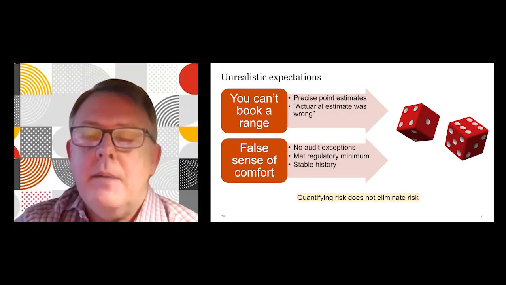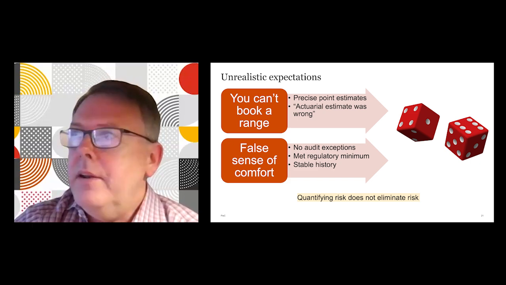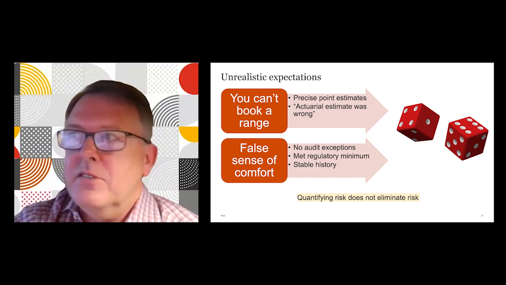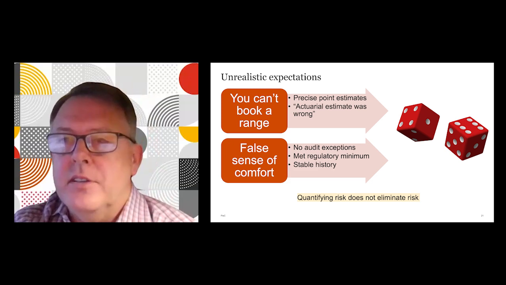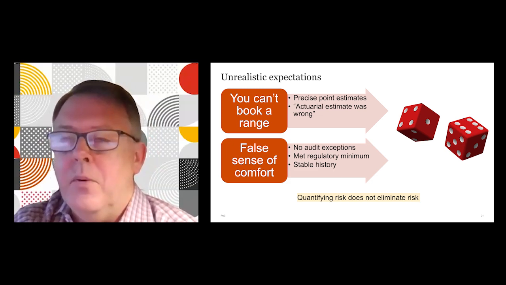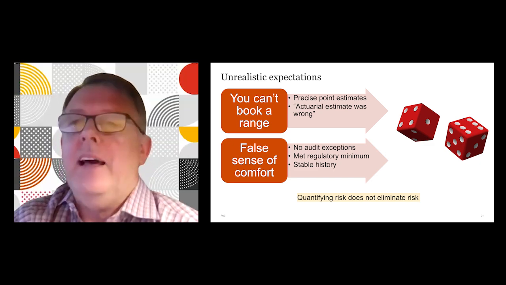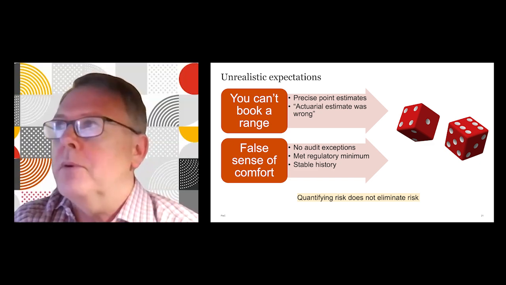So next topic, common issues here. Number one is just call it unrealistic expectations. What you get from an actuary is these precise point estimates that go in the budget, they go in the financial statements, and the reality is you can't book a range. There's a range of outcomes and you really can't book that, right? You can't charge a range, you charge a number.